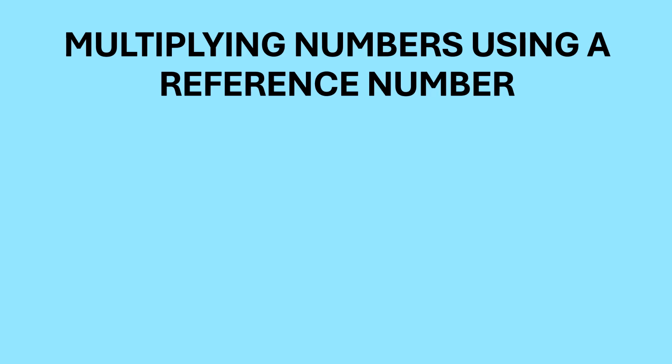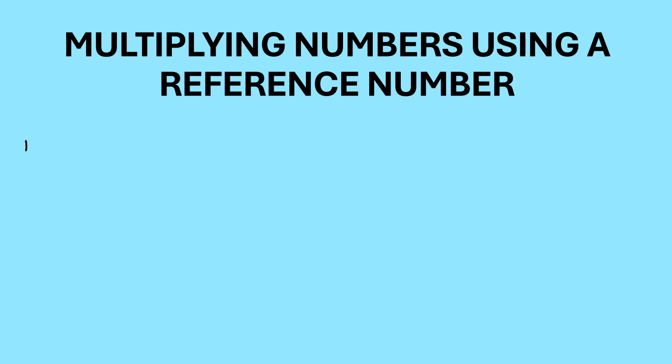Welcome to lesson 15 of the Math Tips and Tricks series. In the previous lesson, we learned how to multiply numbers in the 90s using a reference number. In today's lesson, we'll discuss how to multiply larger numbers using a reference number. We'll also go over multiplying numbers using the same method when the numbers being multiplied are above the reference number. So let's get started. In the first example, we'll see how to multiply large numbers using a reference number.